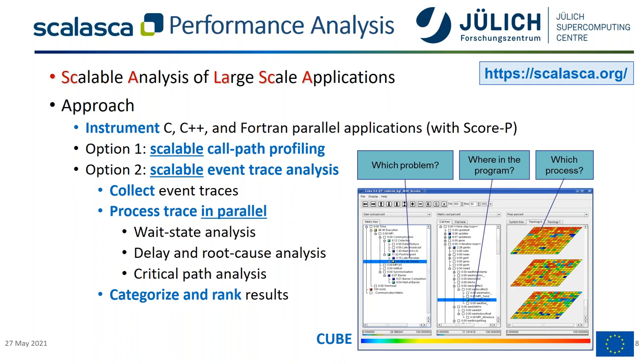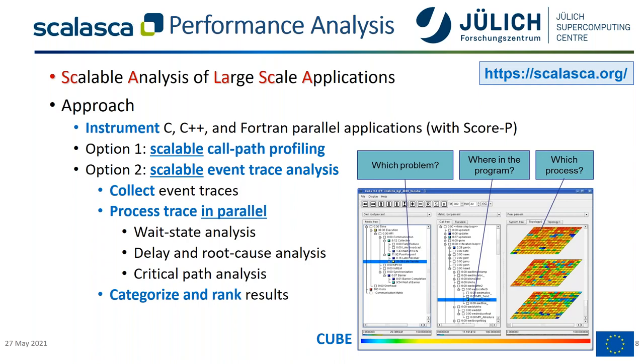Yeah, and what does Scalasca do? It instruments C++ and Fortran parallel applications. It's using ScorePy for that. And then, as I explained already, ScorePy can generate a call path profile, which you can then analyze with our browser called Cube, which you see down here on the right. Or, as I explained already, we have this event trace analysis, which goes through processes with trace in parallel, which makes it scalable. And then it does this wait state analysis, root cause analysis, critical path analysis, and other stuff, and provides that. And what that means and how it can help you, I show later.